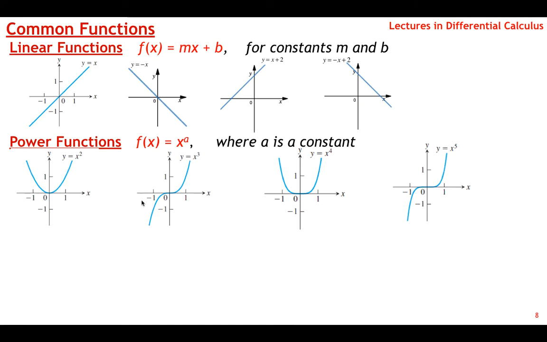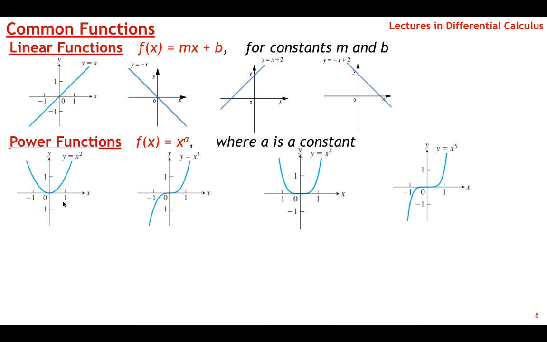The curves for even powers x square, x^4, x^6, x power 8 are symmetric about the y-axis. They are even functions. And the curves x cube, x^5, x power 7, and so on, are symmetric about the origin. So they are odd functions.